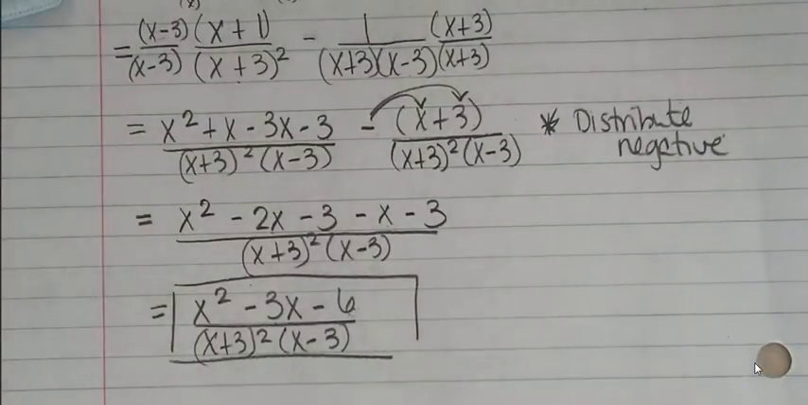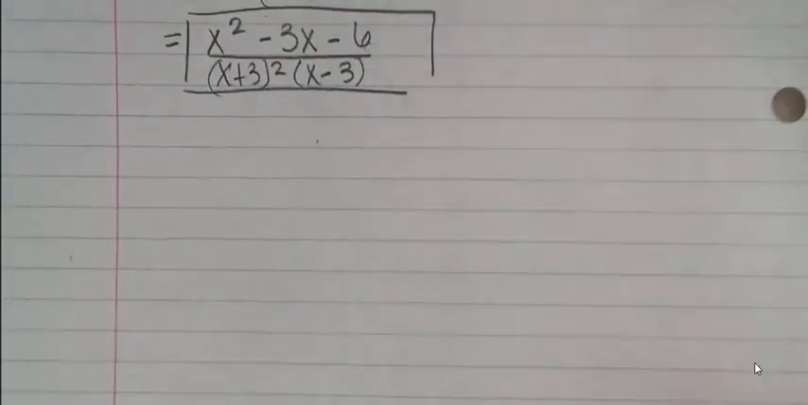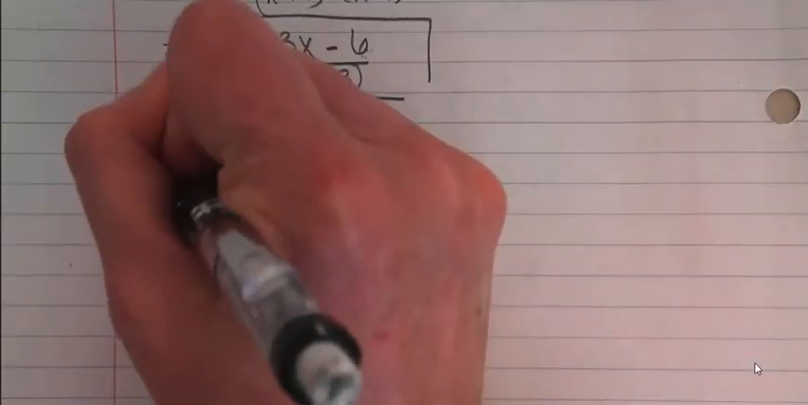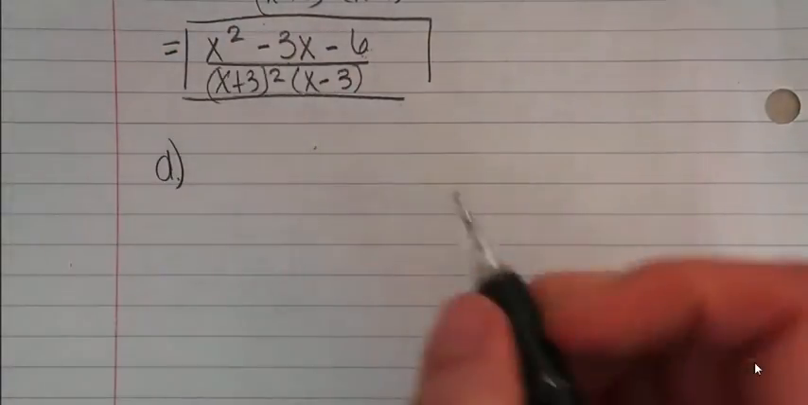Okay, make sure that you distribute those negatives. Really important stuff there. Okay, the last thing I'm going to show you is a complex fraction. That means a fraction with fractions in it. So same directions, we're still going to simplify.